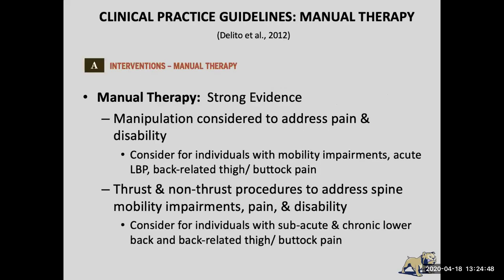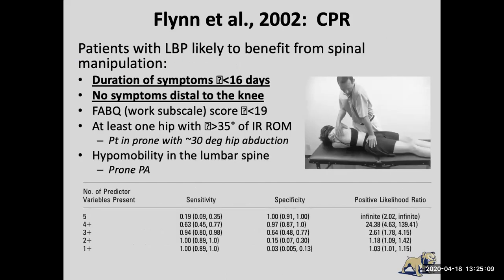Our manual therapy interventions, strong evidence related to this particular classification as well, really wanting to gear towards our thrust manipulations, our joint mobilizations, both thrust and non-thrust, for the lumbar spine especially. And an early study here with this classification, essentially finding five examination findings that were likely to identify people who would respond best to a particular lumbar manipulation.